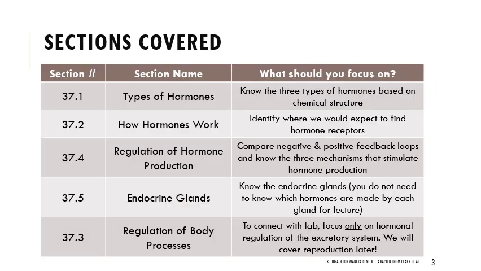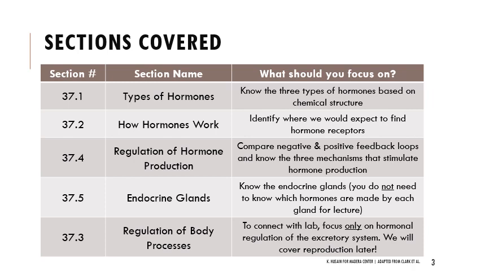So the sections that we're covering in this order are section 1, which is about the types of hormones. So you should really focus on the 3 kind of broader categories of hormones based on their chemical structure. There's a lot of different ways that we can classify hormones by function, but we're really going to be focusing on broad chemical structures today. Then we'll get into how hormones actually work, so thinking about where they bind to receptors. So you should know where we would expect to find those hormone receptors.